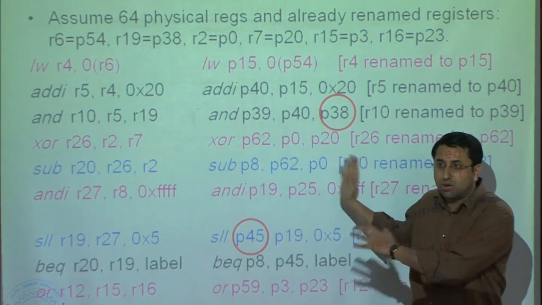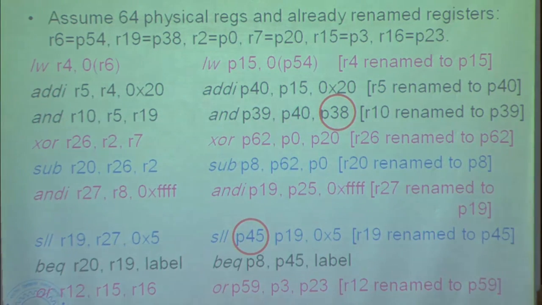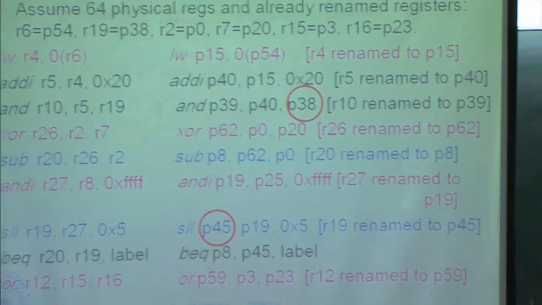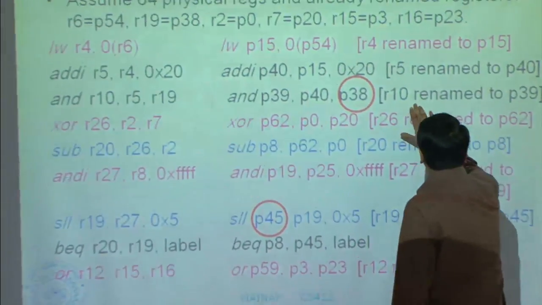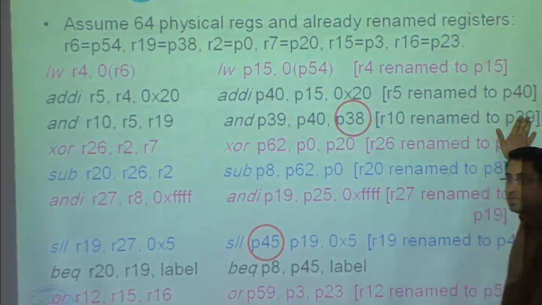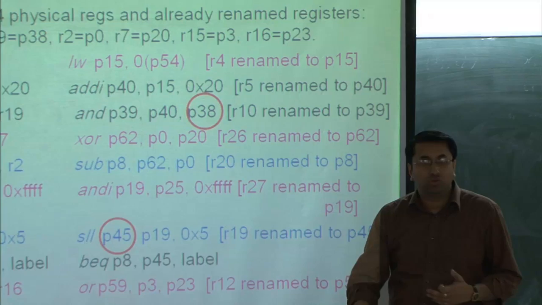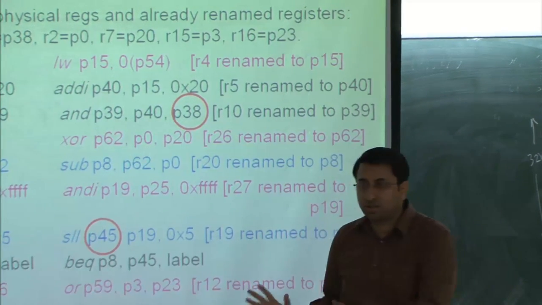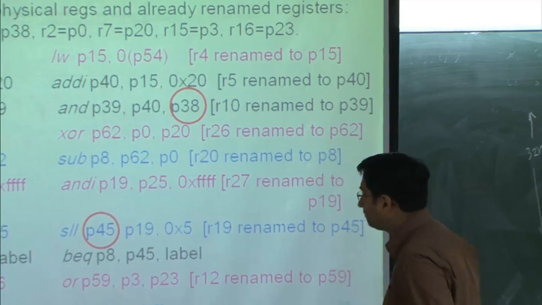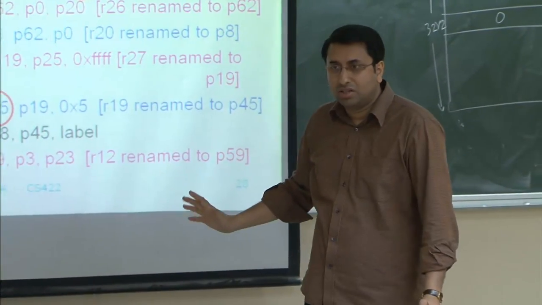So we'll soon see how to recycle registers. There will be a mechanism where we will actually recycle registers. But currently, the point is that whenever something gets renamed to a physical register, that physical register is occupied. The subsequent instruction cannot use that register until it is freed. And we'll see when a register gets freed. So it's a basic algorithm, it's very simple.